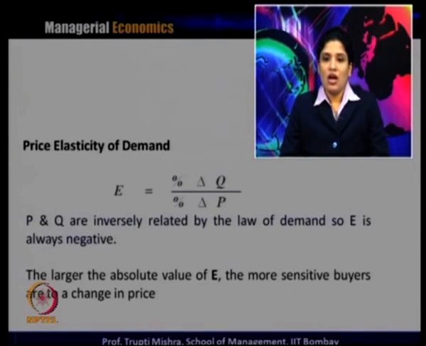So, the larger the absolute value of E, the more sensitive buyers are to a change in price. The more the elasticity, the more sensitive the buyers are, because they are reacting to a small change in the price, and accordingly their buying behavior changes. So, the larger the absolute value of E, the more sensitive buyers are to the change in the price.